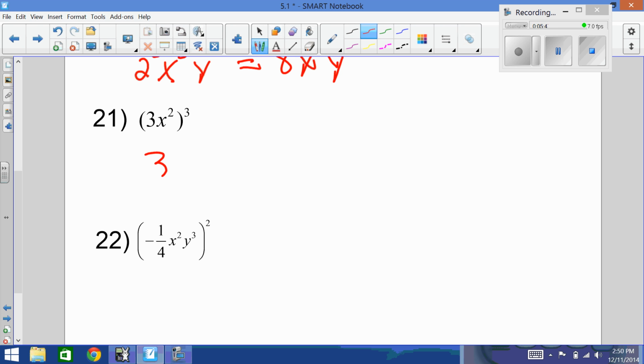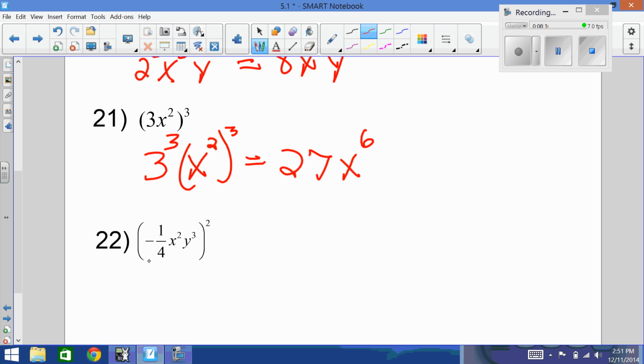All right, so here we get 3 cubed x squared cubed. So 3 cubed is 3 times 3 is 9 times 3 is 27. And then here we get x, but we have parentheses, an exponent, parentheses, exponent, so that means we multiply, so I get x to the 6.